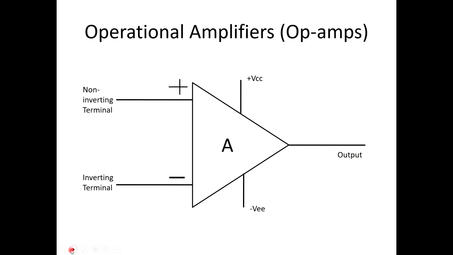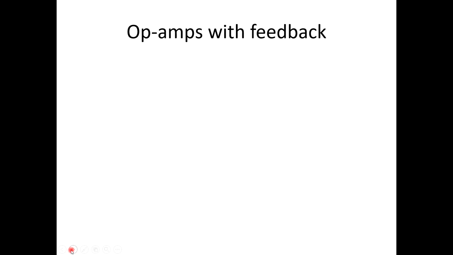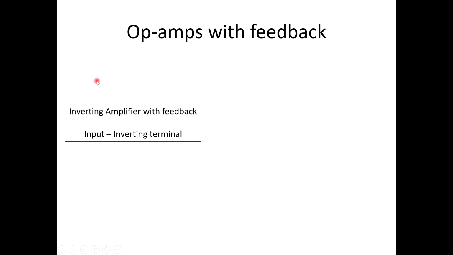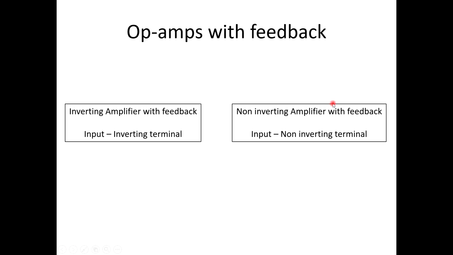over here. Now the op-amps with feedback. So what is feedback? Feedback means that essentially a part of the output will be given back again as the input. So there are two configurations, again inverting amplifier with feedback and non-inverting amplifier with feedback. So inverting amplifier means we will be giving the input signal to the inverting terminal, and for the non-inverting amplifier the input will be given to the non-inverting terminal.